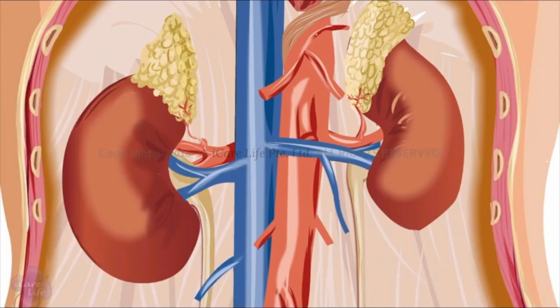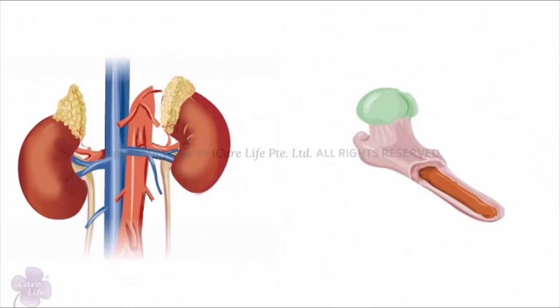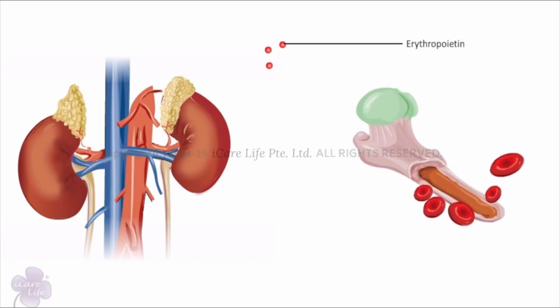Let us now look at how kidneys regulate the production of red blood cells in the body. When the kidneys do not get enough oxygen in the blood, they secrete a hormone called erythropoietin. Erythropoietin stimulates the bone marrow to produce more red blood cells to carry oxygen.